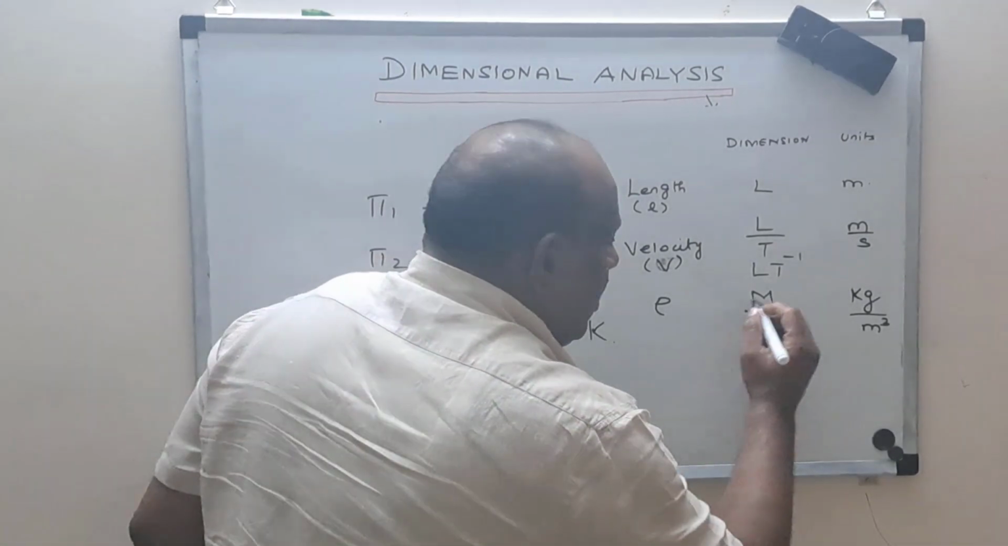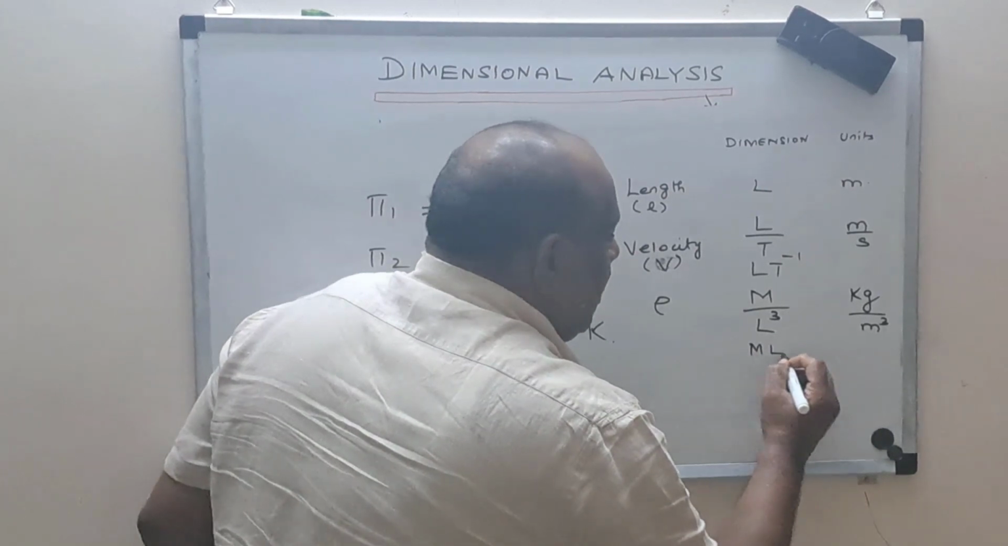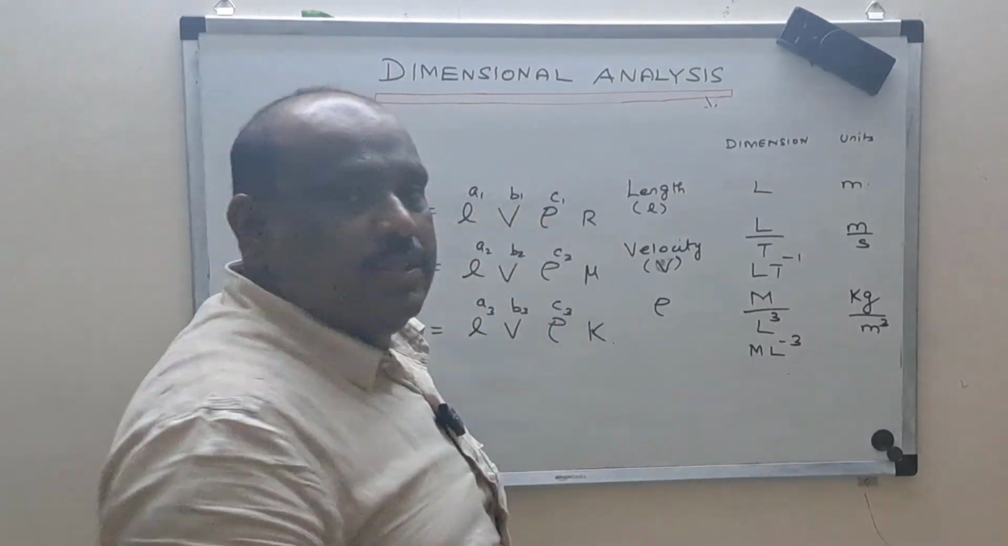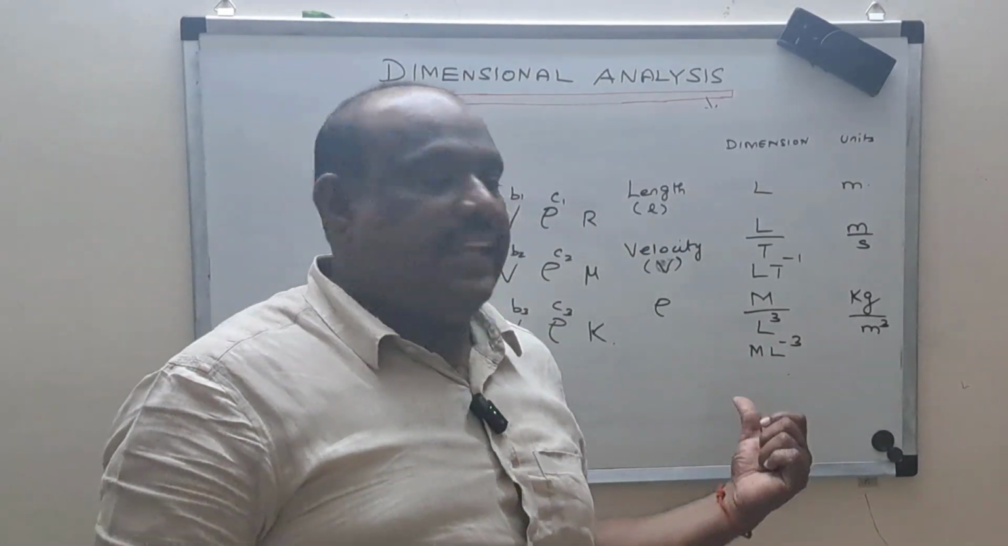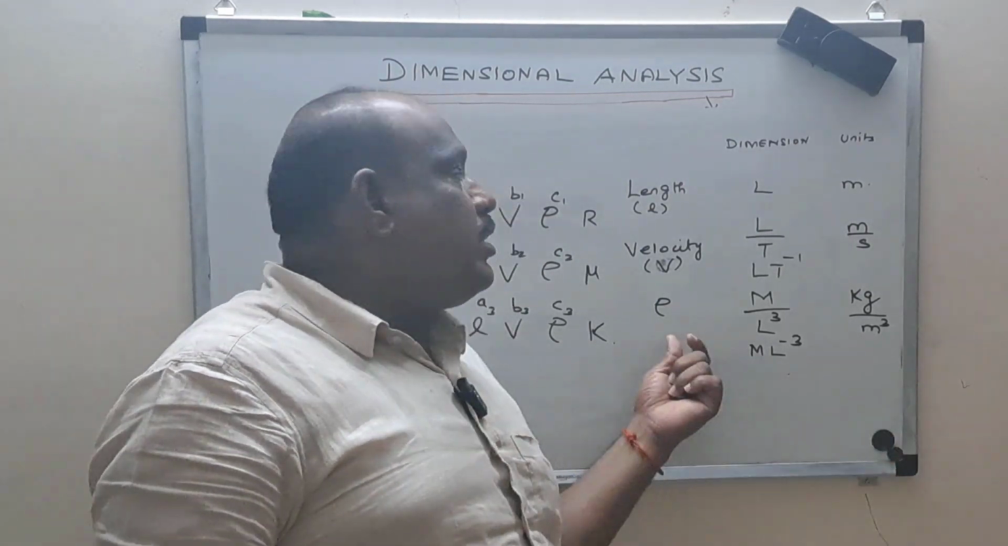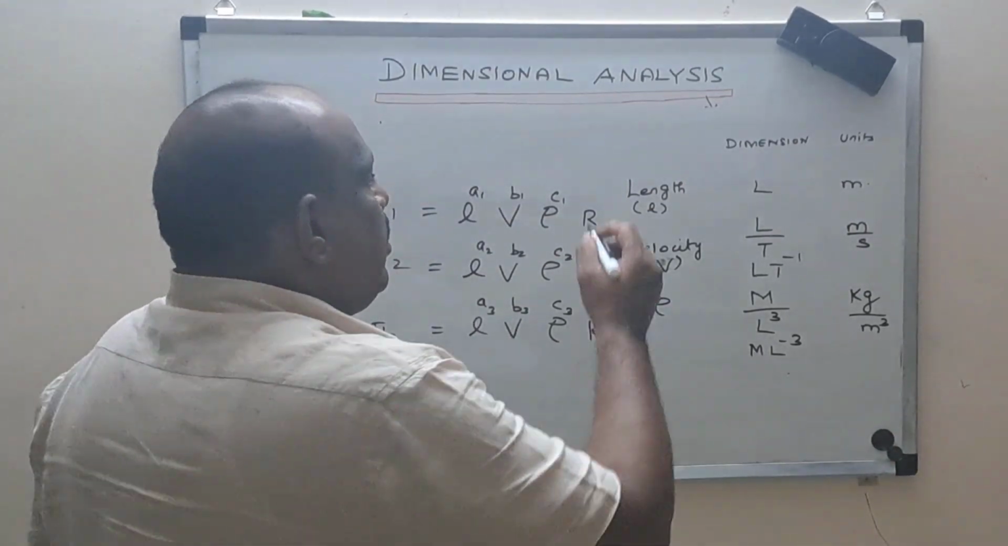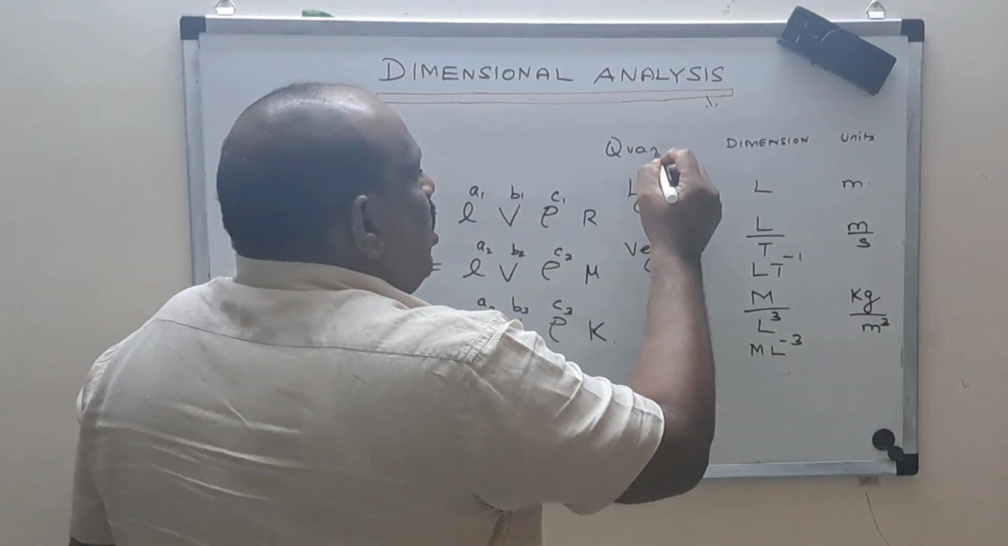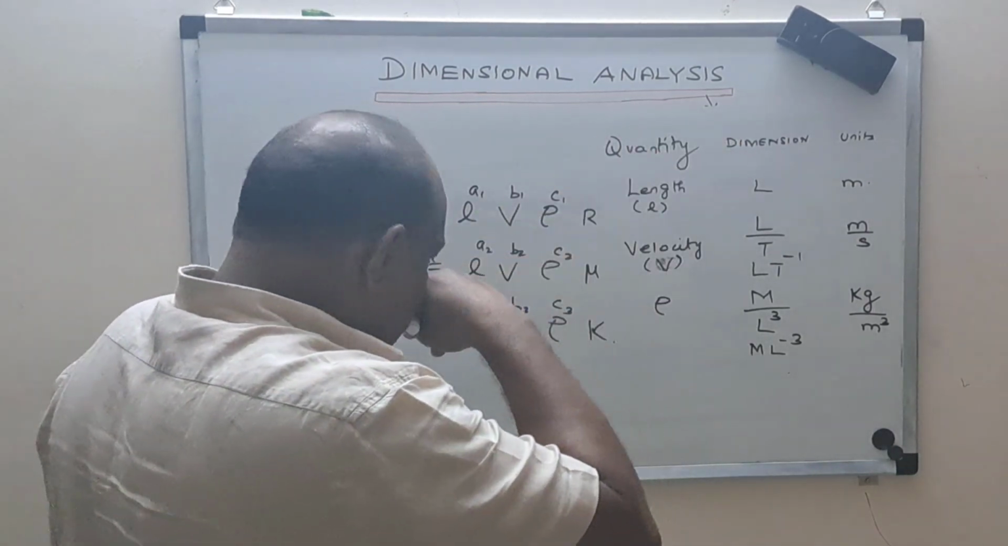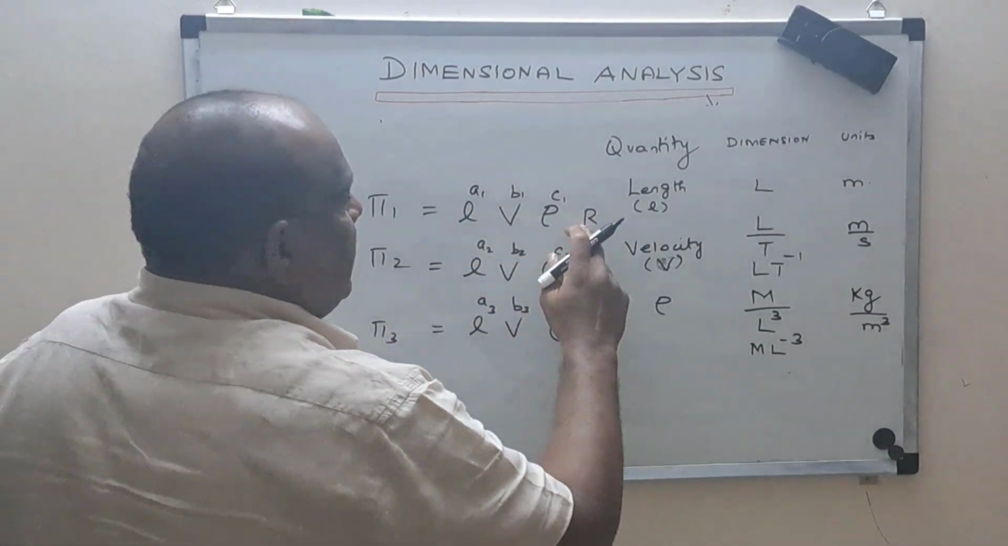So what are the units? You can write it like this, or we can write it as M L power minus 3. So this is the dimensions for density. This is the unit of density. This is the quantity. Now let us proceed to resistance.